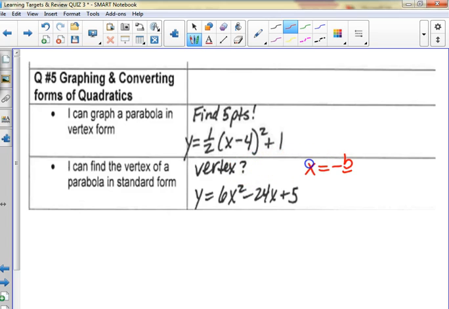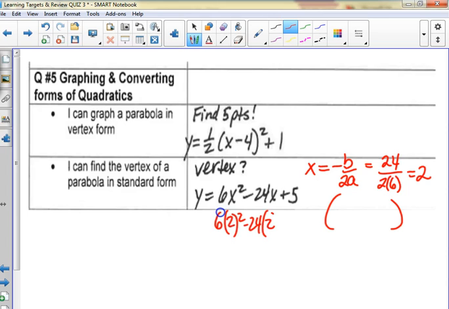X equals negative b over 2a, and what do we come up with? Positive 24 over 2 times 6, which would be 12. 24 divided by 12 is 2. Then how do we find the rest of the vertex? 6 times 2 squared minus 24 times 2 plus 5. I get 19, but that's probably wrong. Negative 19? Negative.